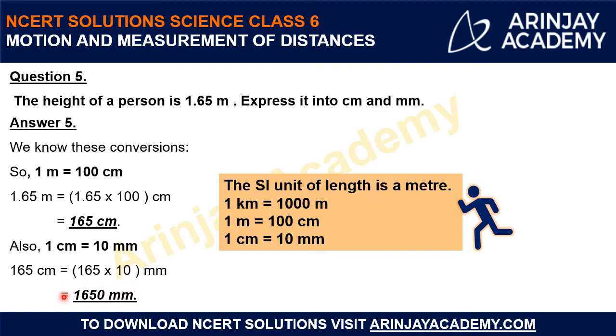So you have expressed the height of the person, 1.65 meter, into centimeter, that is 165 centimeter, and into millimeter, that is 1650 millimeter. So we are done with question 5. Let's move to the next one.